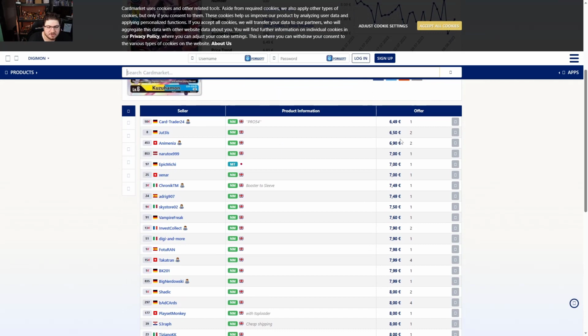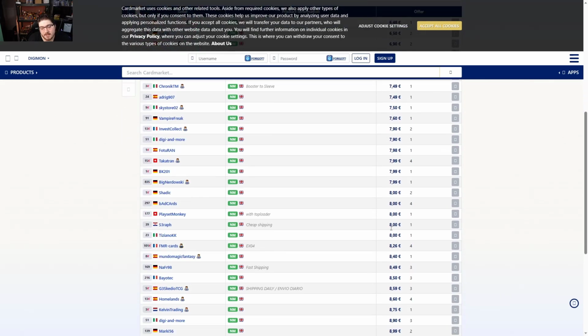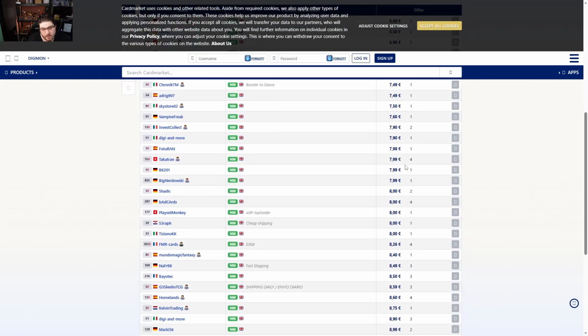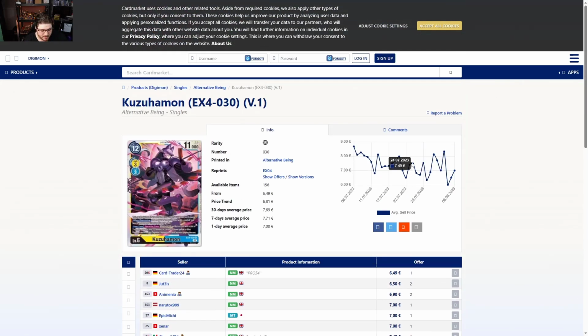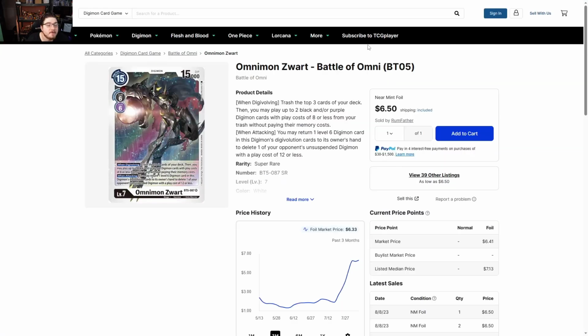Europe side looking like €6.50, €6.90, €7, €7, €7.49. I mean, just to get a playset from one seller, you're looking like €8 a pop. So €8 times 4. Yeah, that's kind of expected there.